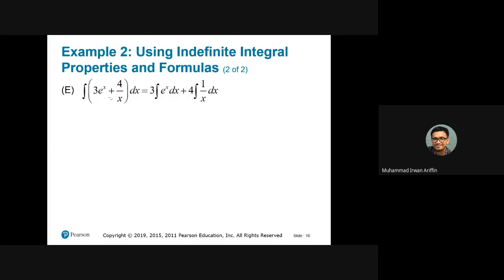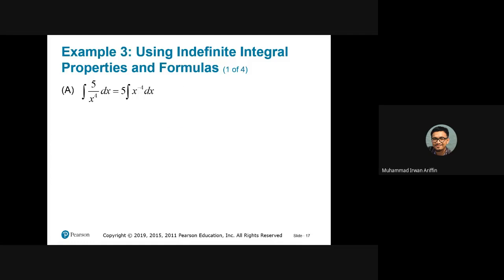So this 4 is a constant, we can bring it to the front. And this is basically 1 over x dx. So what would be the answer here? So this would be 3e to the power of x, isn't it? Okay, plus, now 4 is a constant. What about 1 over x? This becomes natural log of x. Plus, don't forget our c.